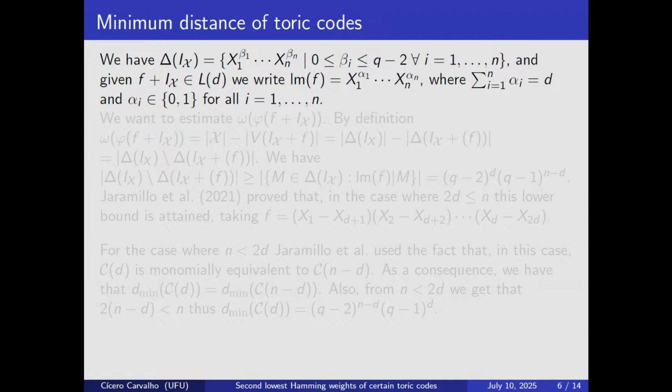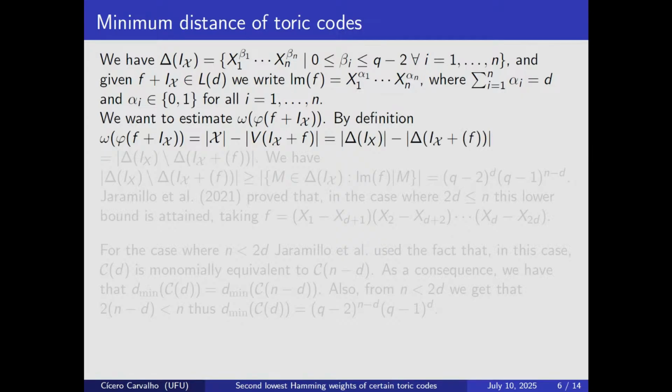So now, given an element of L of d, which is a class of a polynomial f, we write the leading monomial of f like this: a monomial of degree d, where the exponents are either 0 or 1. We want to estimate the weight of this code. By definition, the weight of the code word is the length of the code minus the cardinality of this variety. This variety is just the set of points of X which are zeros of f. So this is the weight.